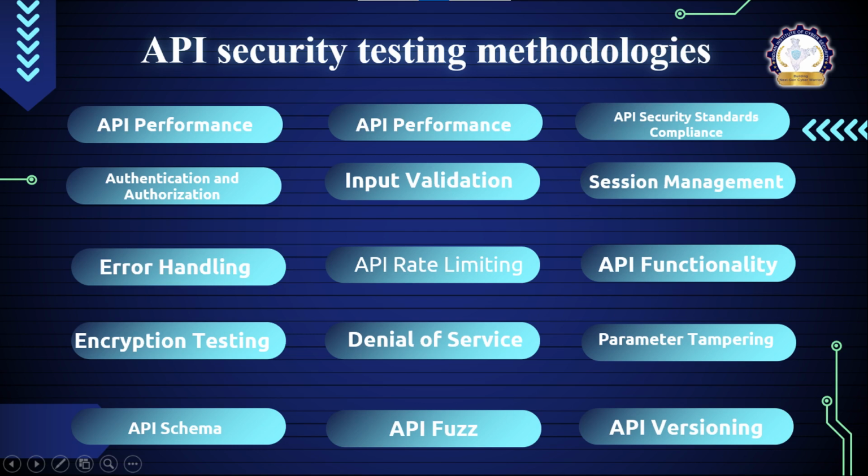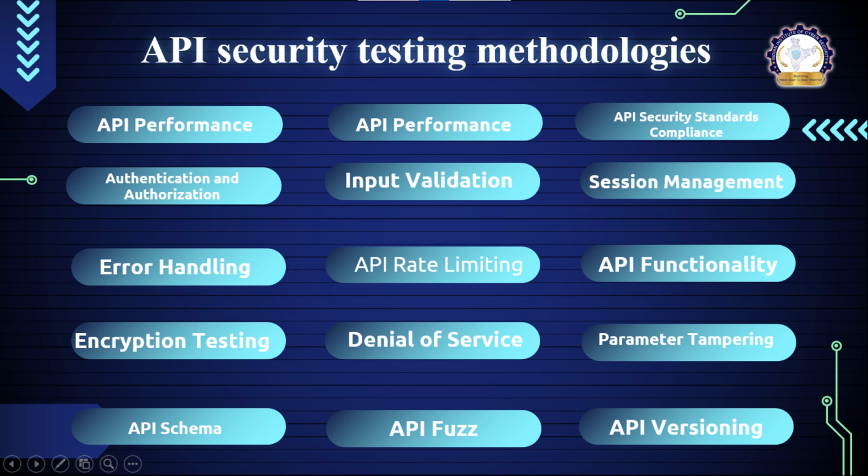Parameter tampering testing is a security testing technique that focuses on identifying vulnerabilities in APIs that could allow an attacker to manipulate input parameters and cause the system to behave in unexpected ways. In this testing methodology, testers attempt to modify input parameters in various ways, such as changing their values, adding or removing parameters, and testing for different combinations of parameters.